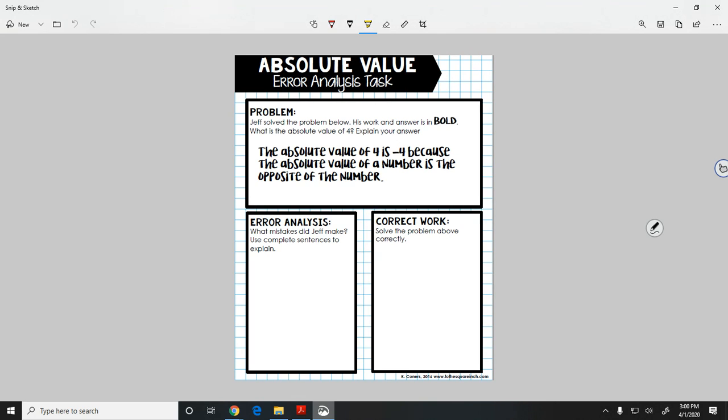Our error analysis for today is going to be about absolute value. So we talked about absolute value right before we got out for our extended time away from school. And so in order to solve this problem, we need to review what absolute value means and what it is. So I want you to take a second and think about what absolute value is and all the things you remember about absolute value.